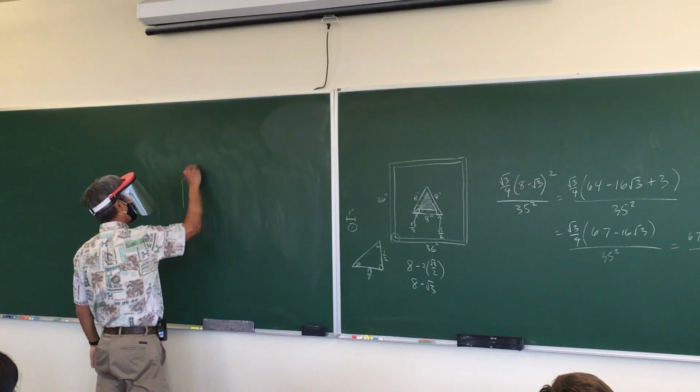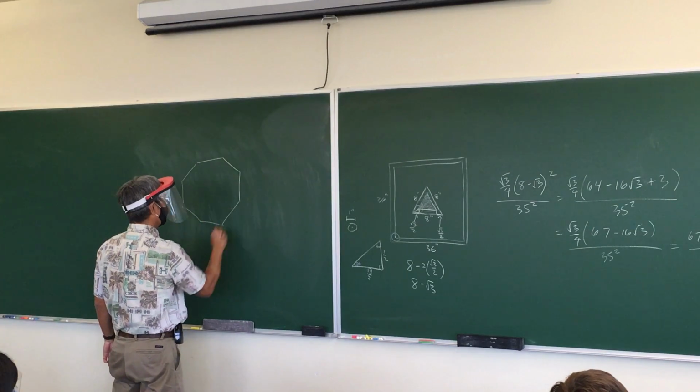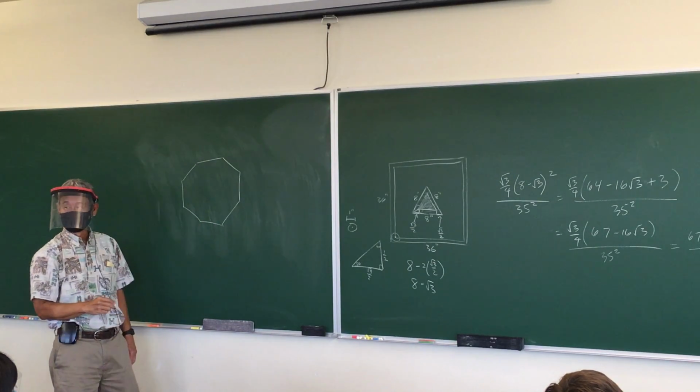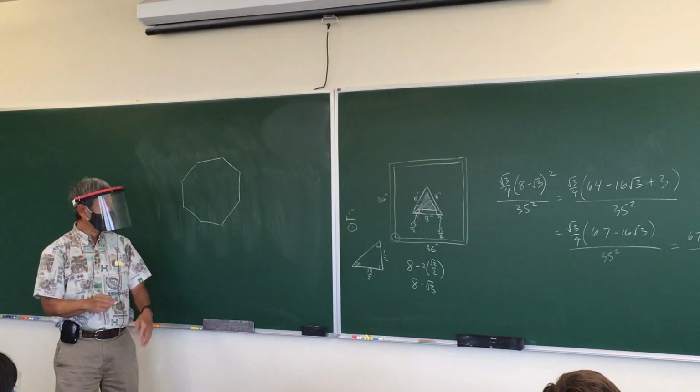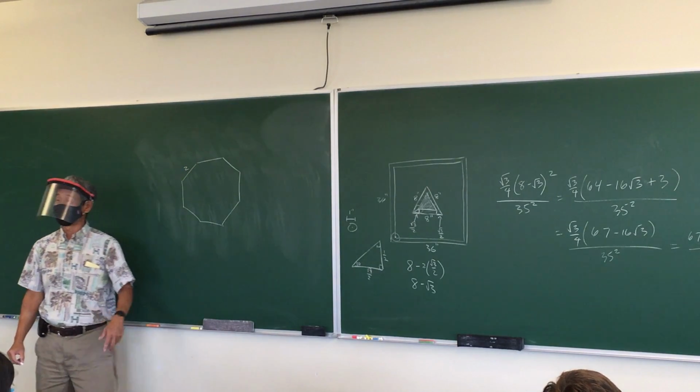Okay, octagon, stop sign. That's what Mr. Masanaga calls it, right? Okay, give me the side. Give me a number. 2. 2. Okay, you have an octagon of side 2. This is a regular octagon. How do you find the area?